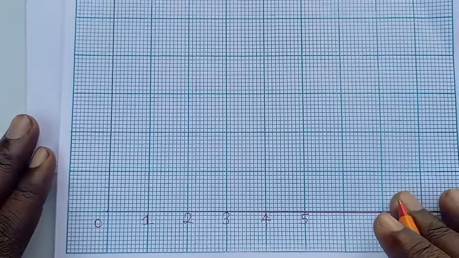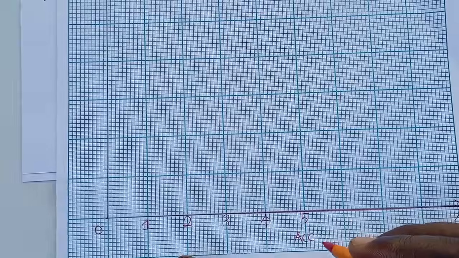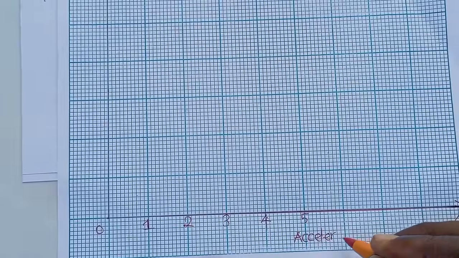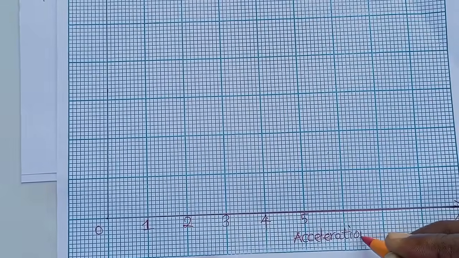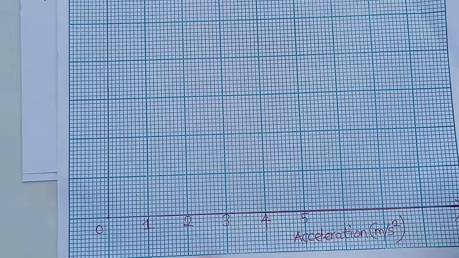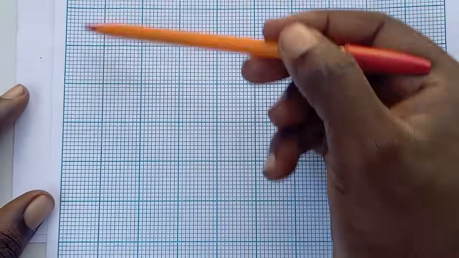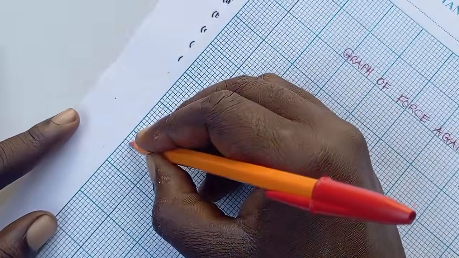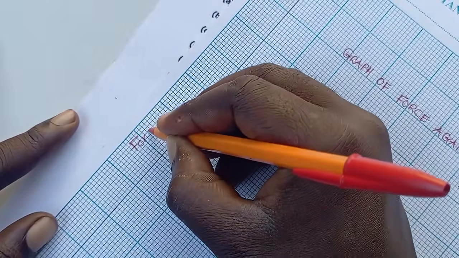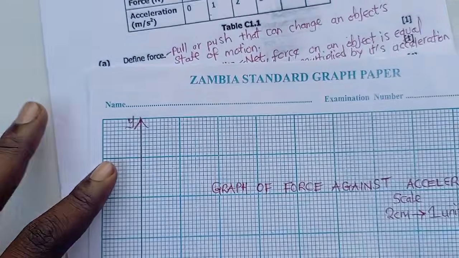So I know that here I get to have acceleration. So I put my acceleration there. So I say acceleration, which is in meters per second squared. That is acceleration. Then here I know that this is the y-axis. And there is force. So I say force. Force is in newtons. So I say force, which is in newtons.